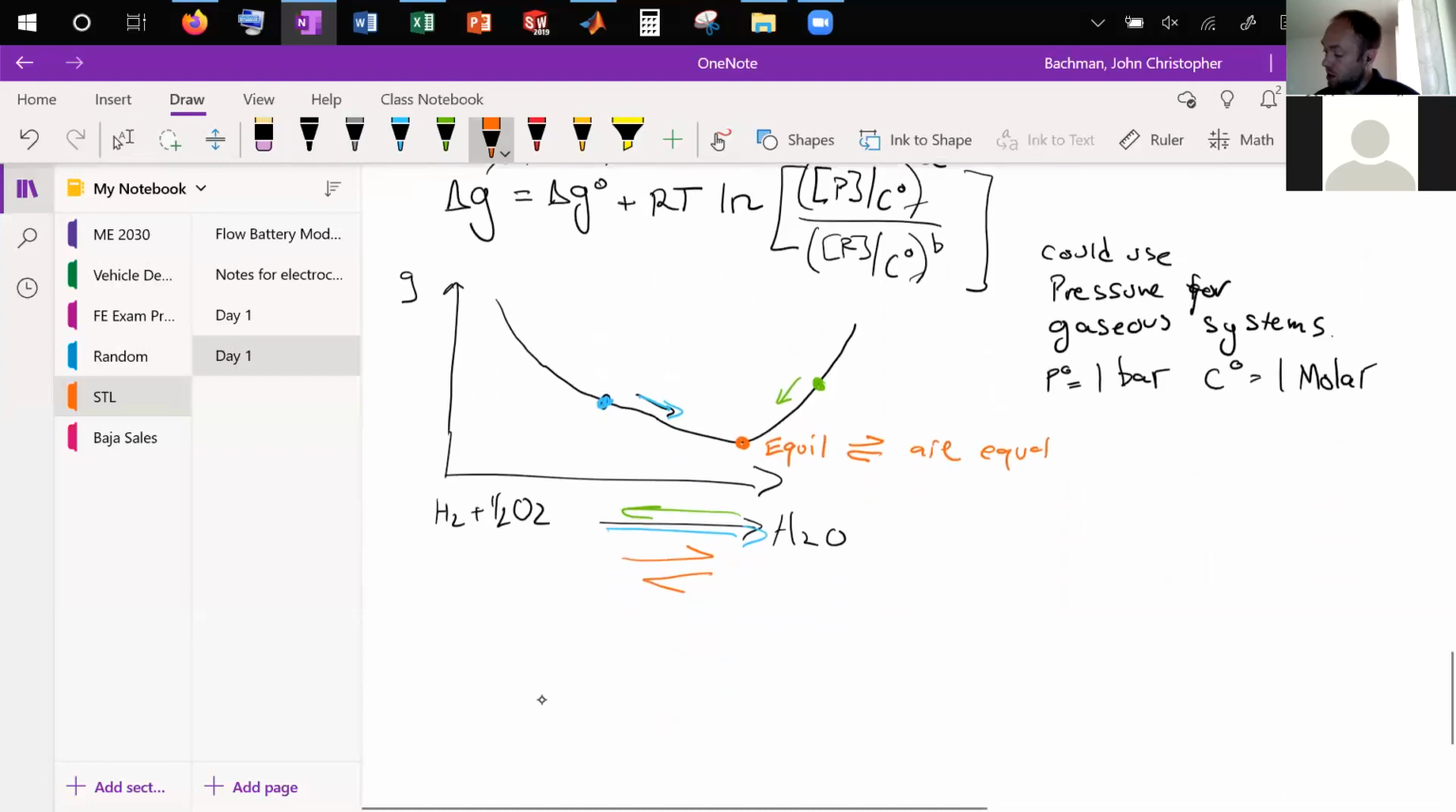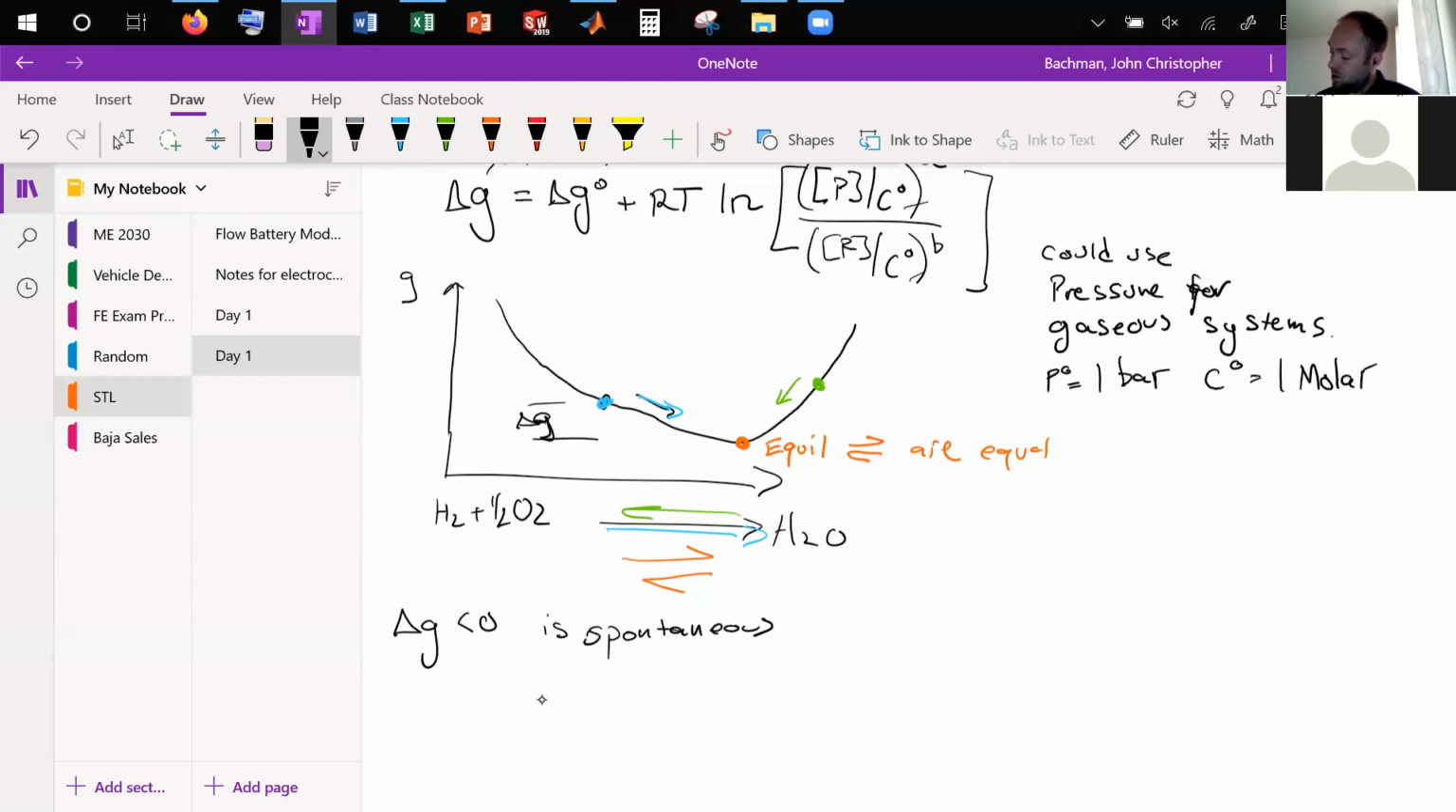In both these cases, delta G is negative, right? So it's going to a lower Gibbs free energy in both of these cases. In both of these cases, delta G less than 0 is spontaneous, right? Releases energy. Delta G greater than 0 is non-spontaneous, right?